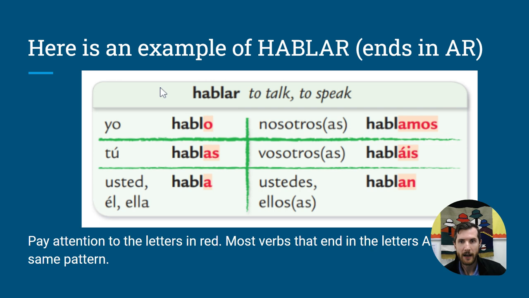So if I want to say I study, the verb is estudiar. I take off the AR and I add that letter O. Yo estudio. I study. I speak. I talk. You talk.